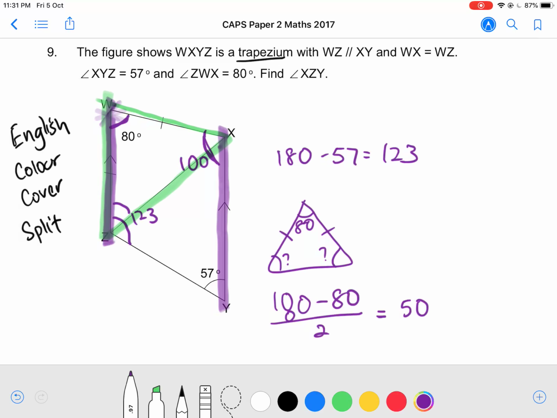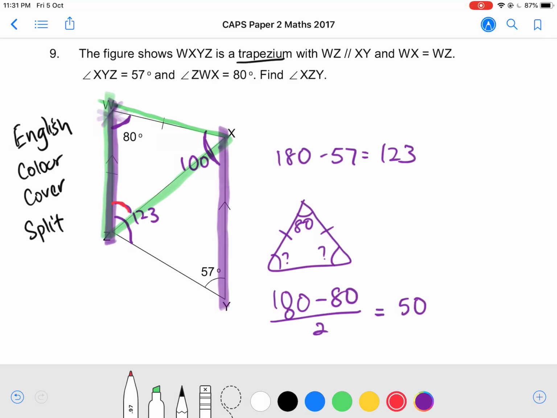Alright, so this part here, in different color, I'm using color. I'm also using split. This part here would actually be 50, 50, 50, 50. If that's 50, that's going to give me this part here also 50, right? Because the total is 100. So the question is find x, z, y. Where is x, z, y? X, z, y is here.